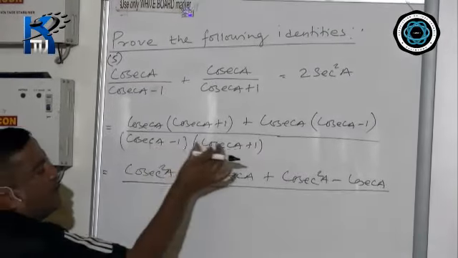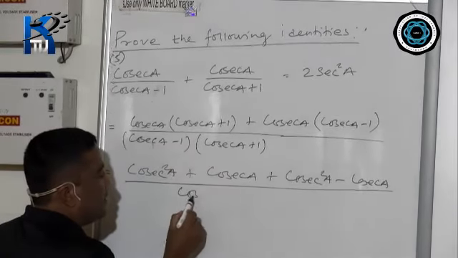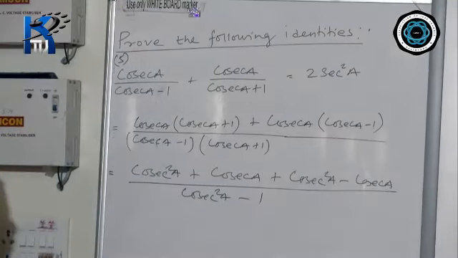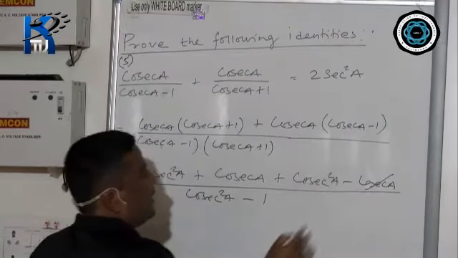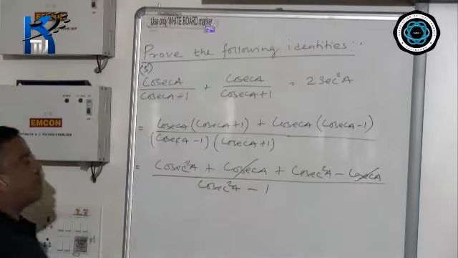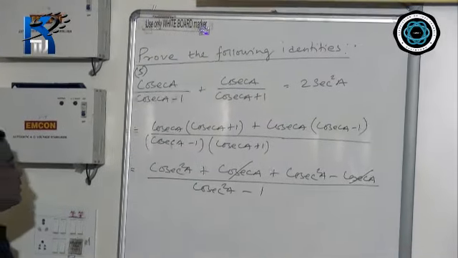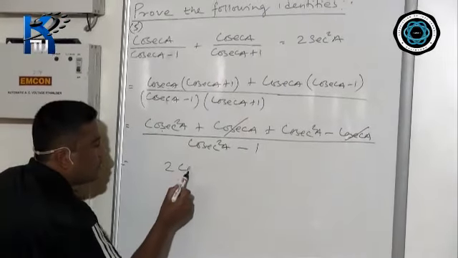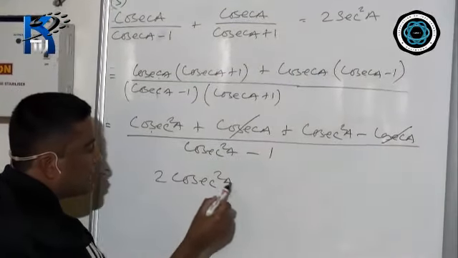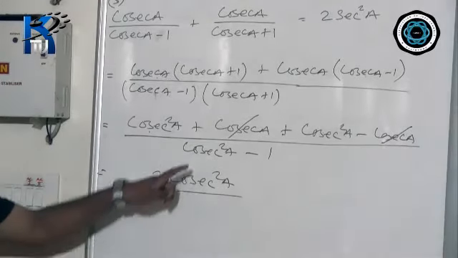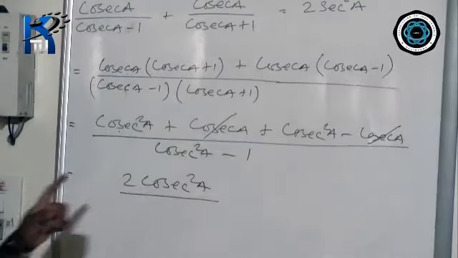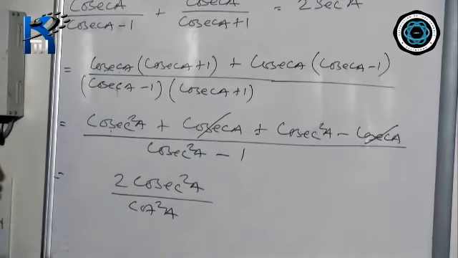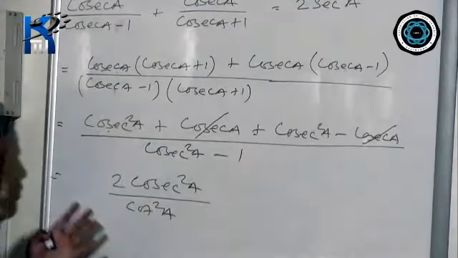A minus B, A plus B is A square minus B square. Now this cosec A minus and this cosec A plus will get cancelled. Now cosec square A plus cosec square A is 2 cosec square A divided by, now cosec square A minus 1, I have given the formula yesterday, which is cot square A. That's why formula is important. Learn all the formula.